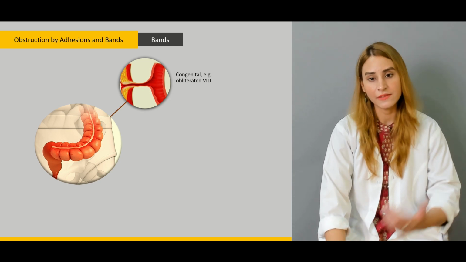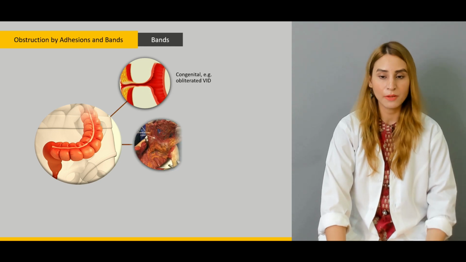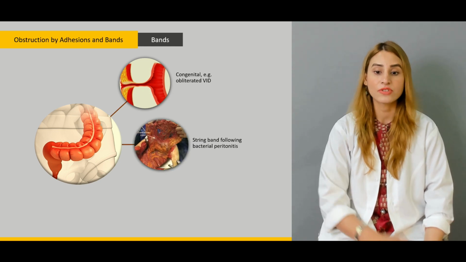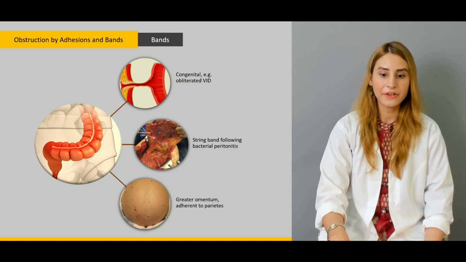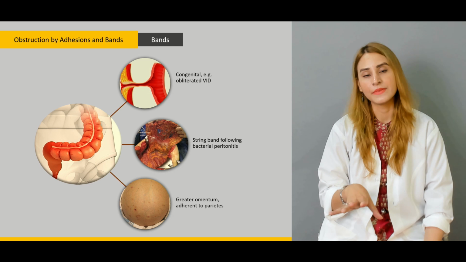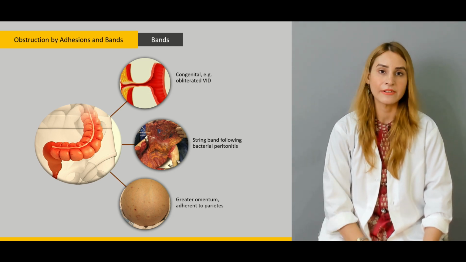And sometimes, if we talk about the congenital bands, there can be an obliterated VID. There can be a string band following bacterial peritonitis, and there can be adhesion of the greater omentum, which is adherent to the parietes.